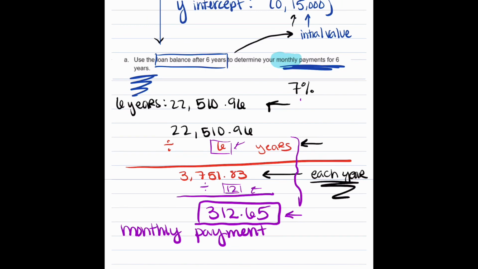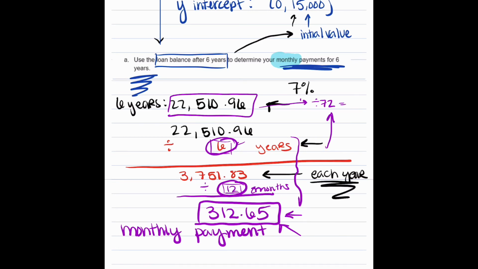We could have also taken this total loan, the $22,000, and just divided it by 72 because the 6 years times the 12 months, 6 times 12 is 72, and when you divide those, you get that same answer of 312. I wouldn't necessarily remember this way, like the way my brain thinks of it. I think, okay, break it up by years, then break it up by months. But either way works. You can just combine it into one step there.